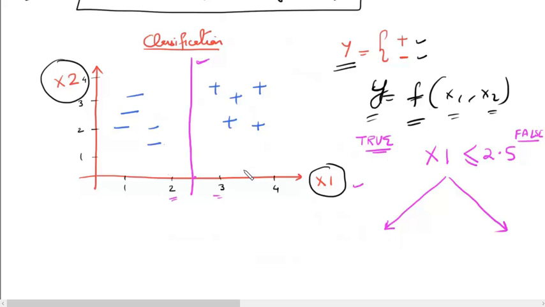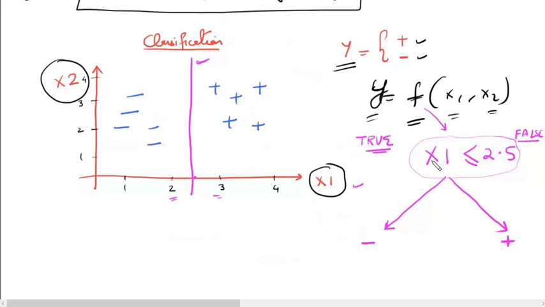If it is true, then what do we get? We get all the minus points. So I will write here minuses. And what if it is false? If it is false, we get all the plus points. So this is the mathematical function that we were looking for. This mathematical function, this f, is this inequality.